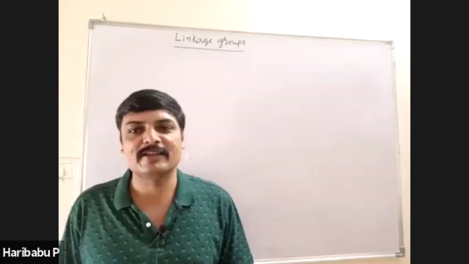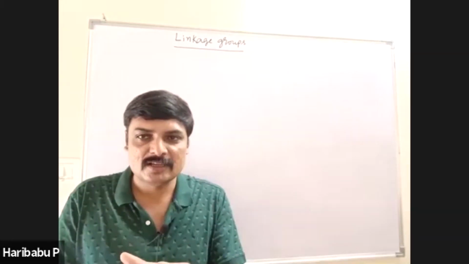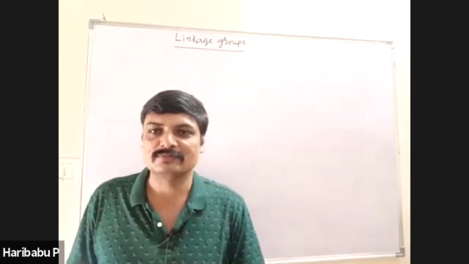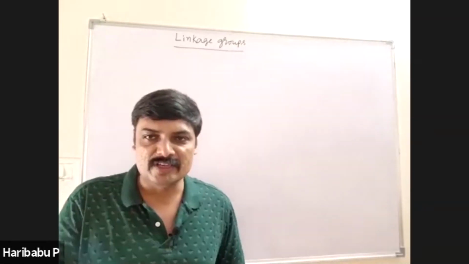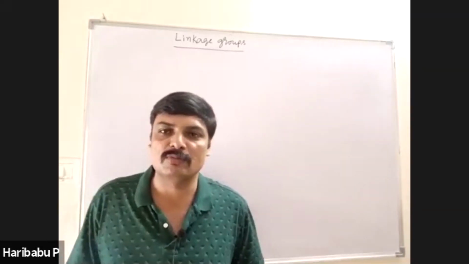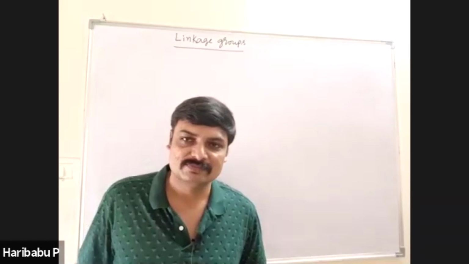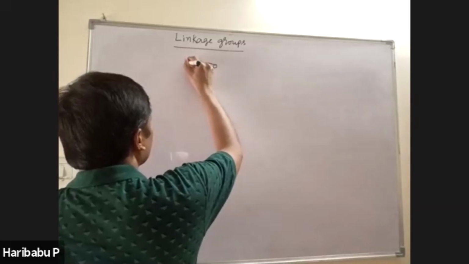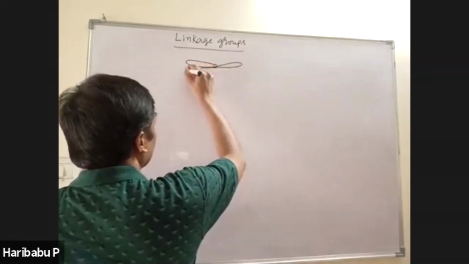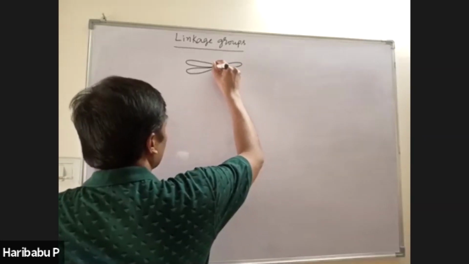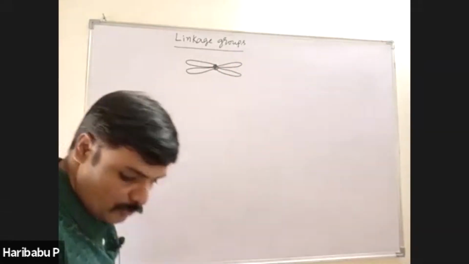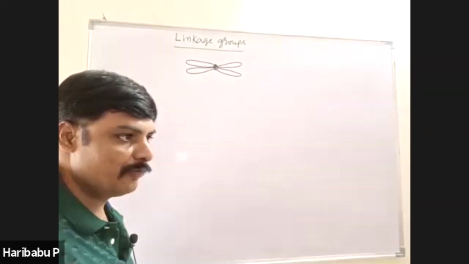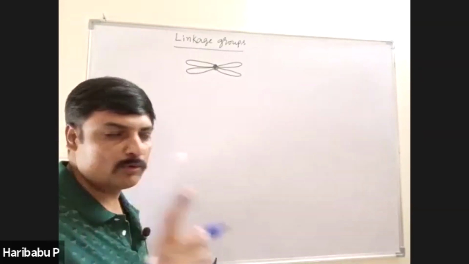Now, what is a linkage group? All the genes present on the same chromosome form one linkage group. For example, this is one chromosome. A metaphase chromosome has two chromatids. An anaphase chromosome has only one chromatid.